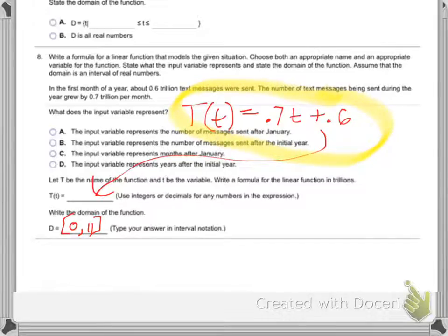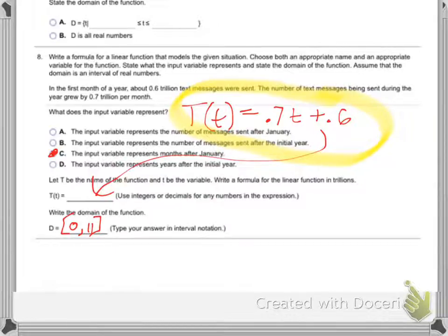But if I ask for the reasonable domain, my problem is I'm 1 month in. I'm going to get to the end of the year. There's 11 more months to go. So my reasonable t's, my domain, my inputs, would be 0 to 11. 0 being right after the first month, right after January, on up through the rest. Okay, and oh, by the way, C asks for the variable. It says number of months after January because that's the context of it.